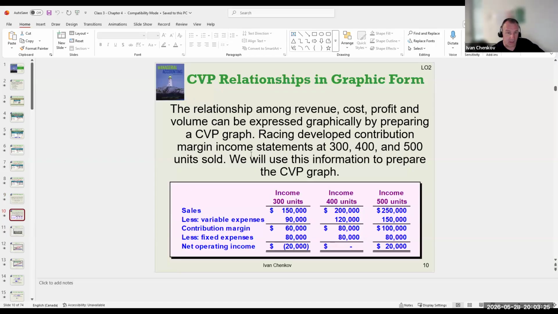In order to express cost-volume-profit analysis as a graph, we need to have certain points. When we connect them, we can draw the lines. So let's say one of the points is when we're selling 300 units, the next point is when I'm selling 400 units, and the next point is when I sell 500 units. Again, sales price stays the same, 500. Variable cost stays the same, 300. Contribution margin stays the same, 200. Fixed cost is fixed cost.